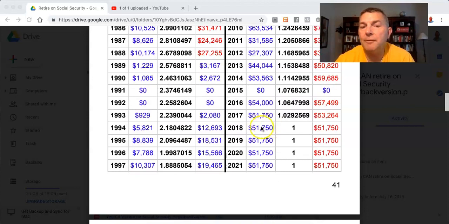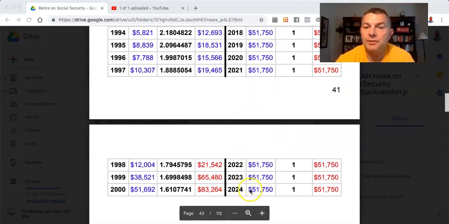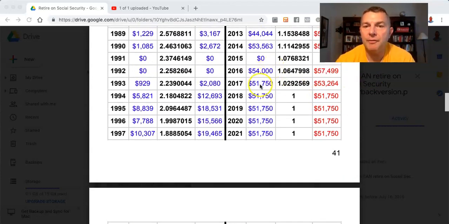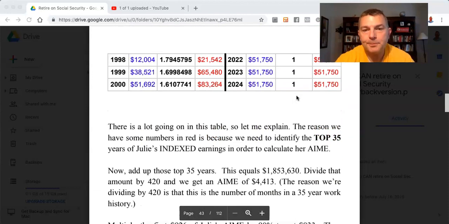All right, so then we're saying 51,750 over the next years until she hits her full retirement age at 66 and 6 months, I think, or 66 and 8 months. I can't remember. But anyway, 51,750 is what we're assuming she's going to make. So look, 51,750, 51,750, and we're going to talk about why those aren't being adjusted in just a second. There's a lot going on in this table, so let me explain.